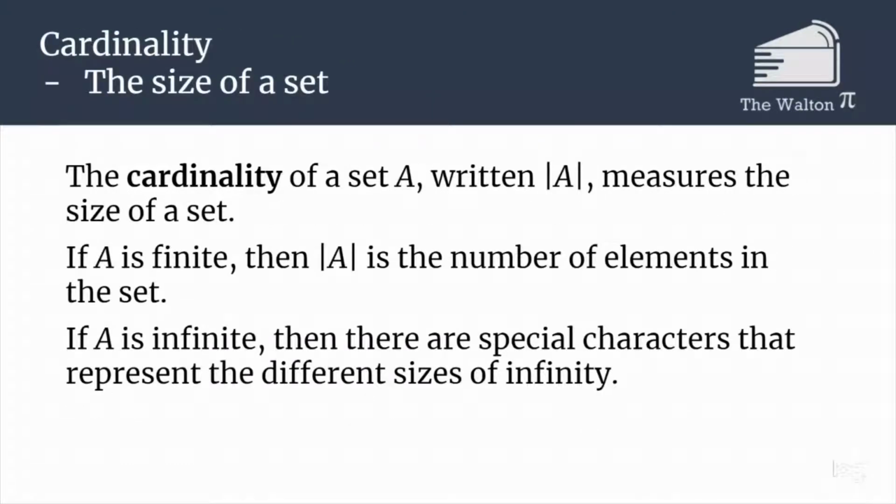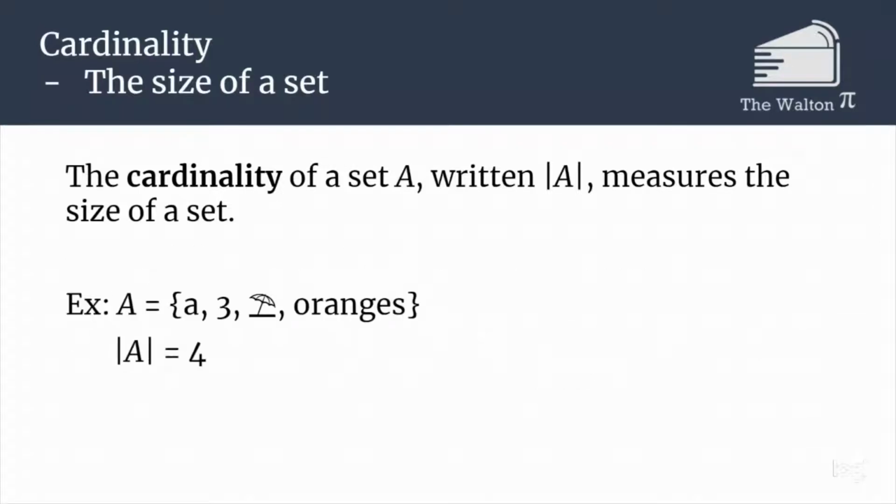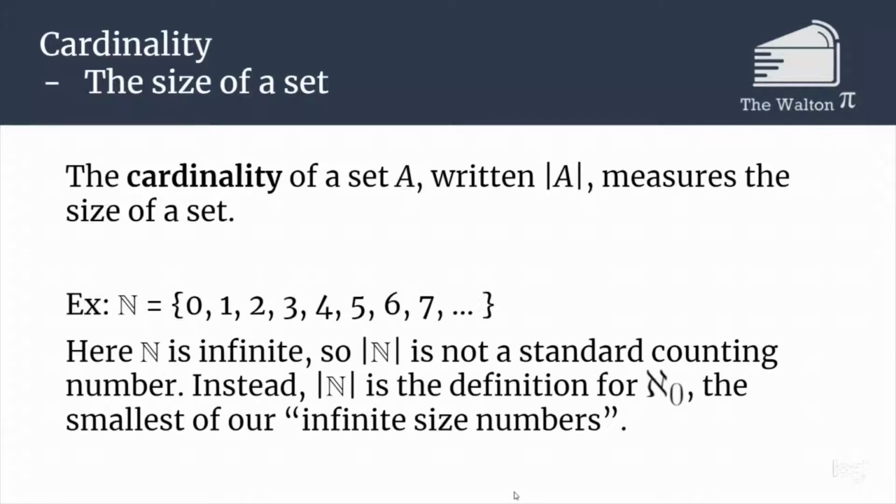Then there are special characters that are going to represent the different sizes of infinity. Yes, you heard me right. There are multiple different sizes of infinity. I'll be talking about that in a future video. So, for example, if A is the set containing the letter A, the number 3, an umbrella, and oranges, then the cardinality of A is going to be 4.